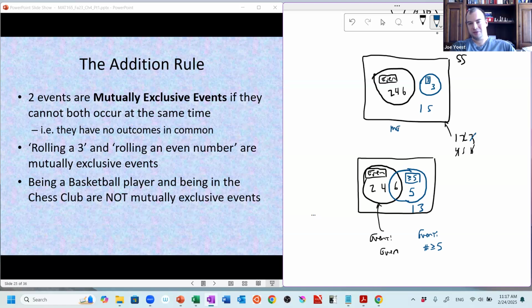So these would be mutually exclusive up here, but these, are these mutually exclusive? Well, no, because they share an outcome in common. Specifically, in this case, the outcome 6 is a common outcome to both of them. If I rolled the die and rolled a 6, I would have both satisfied the even event, that's an even number, and the greater than or equal to 5 event, that's a number greater than or equal to 5. Those would not be mutually exclusive. But an even event versus an event rolling a 3, these would be mutually exclusive because there's no overlap between the circles. There are no outcomes shared in common between the events.